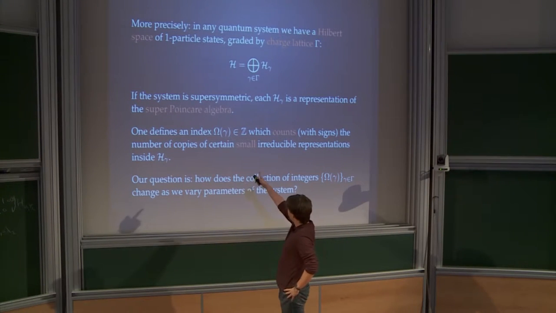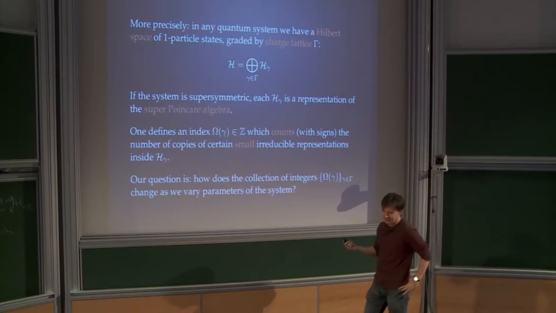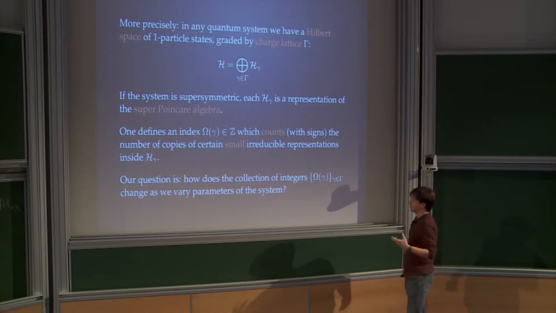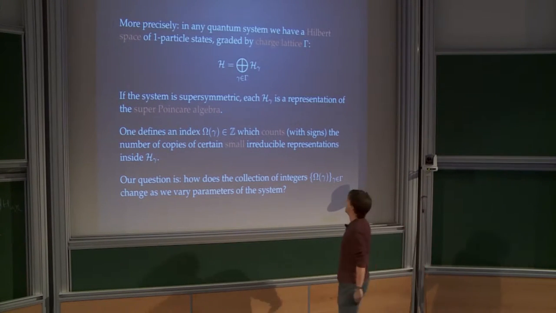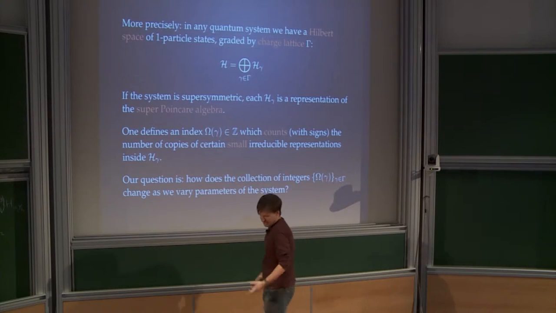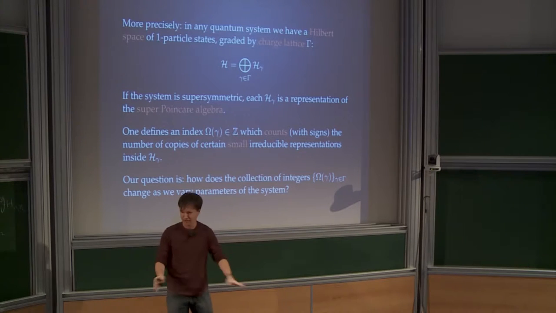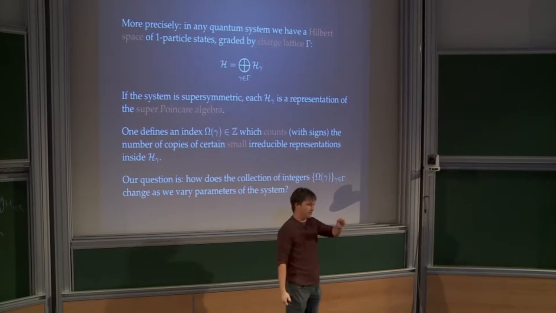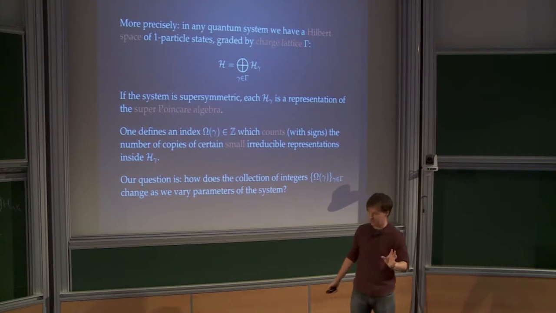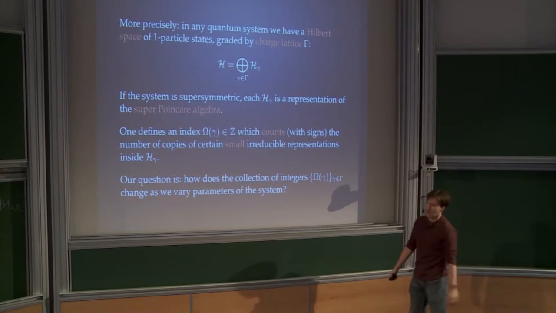And then one defines an integer number. For every one of these Hilbert spaces, one defines an integer number, which you can think of roughly as being just a graded version of the dimension. But a little more precisely, it's not exactly the dimension: you have this H gamma, you decompose it under the super Poincaré algebra, and you keep track of the number of times that some special small representations occur. So roughly it's the dimension, but it's not precisely the dimension. It's something a little fancier.